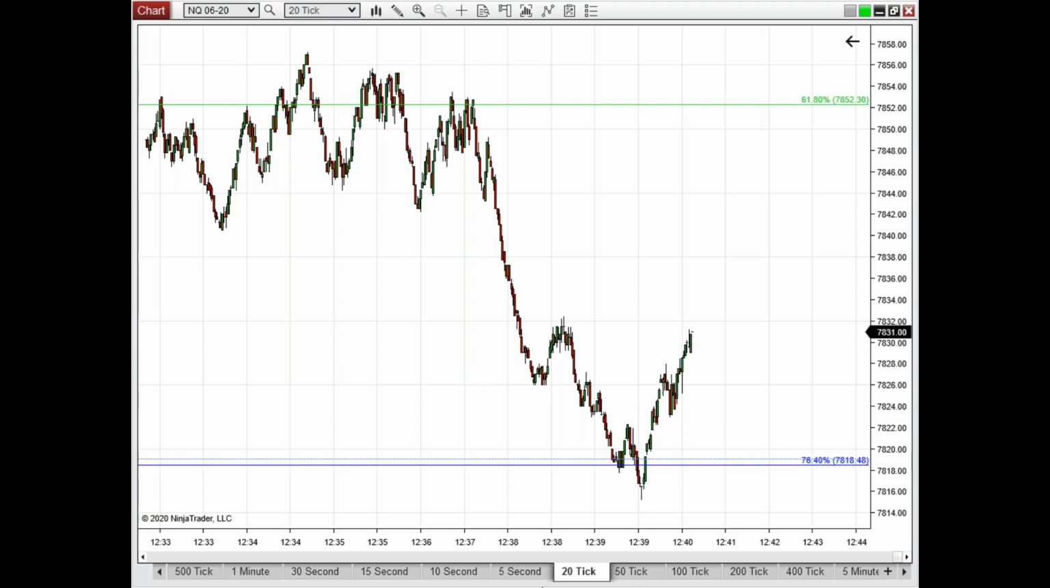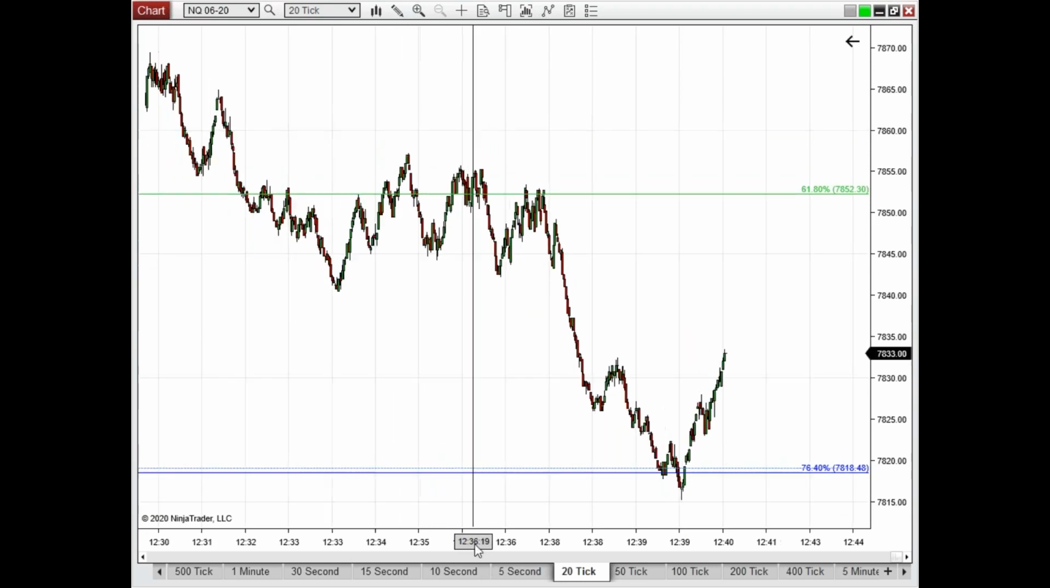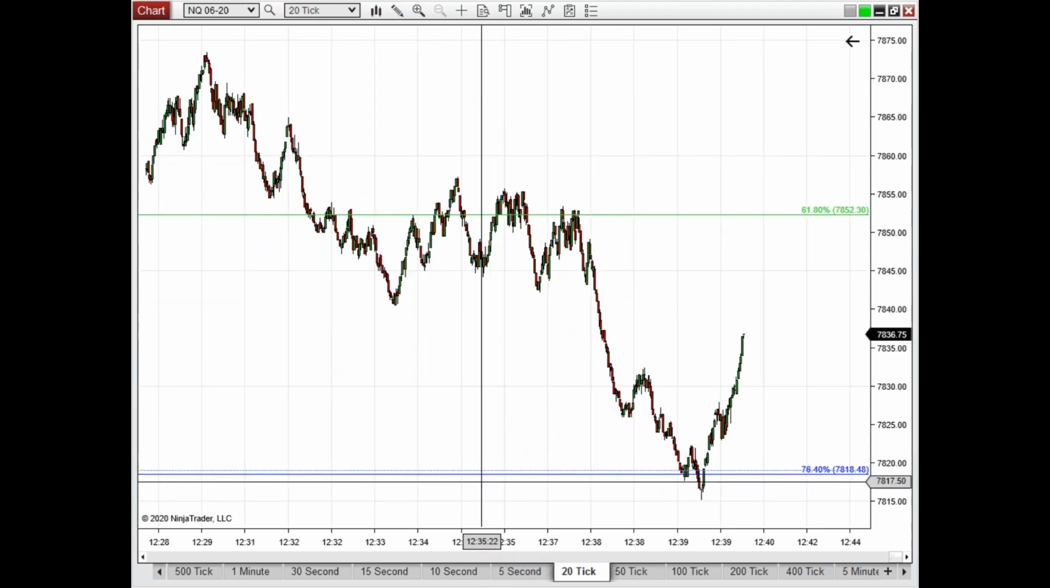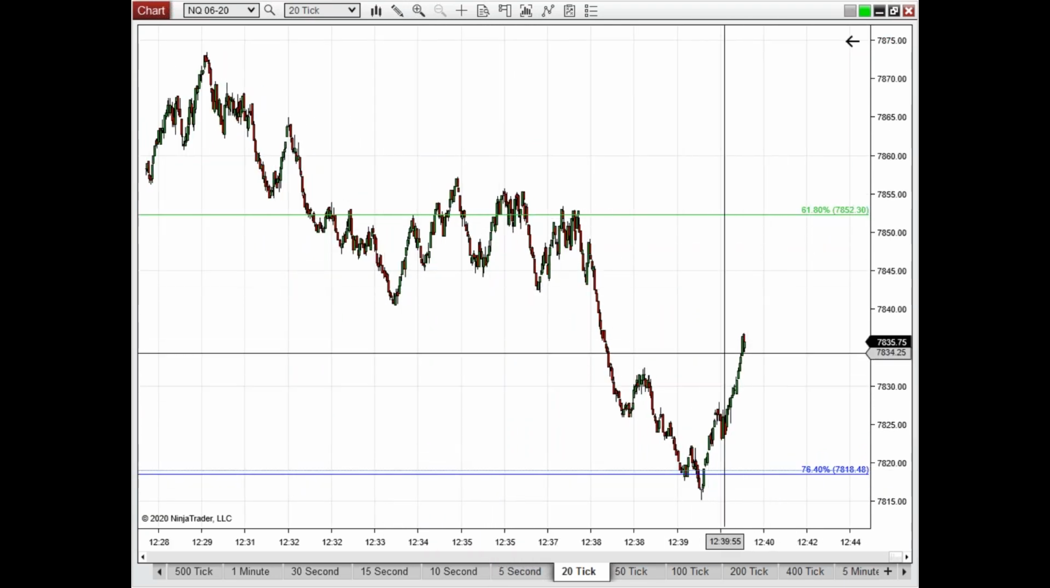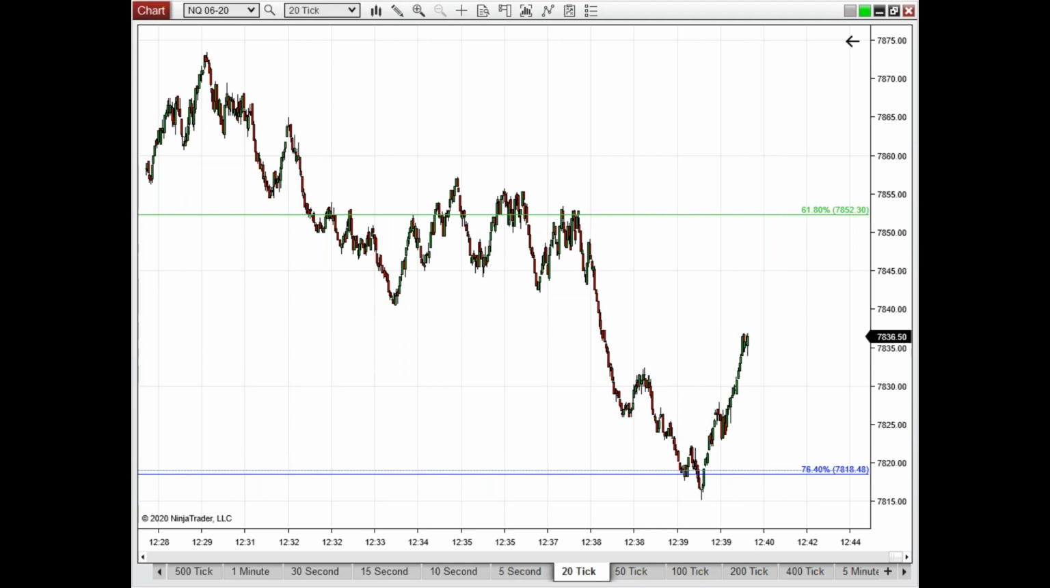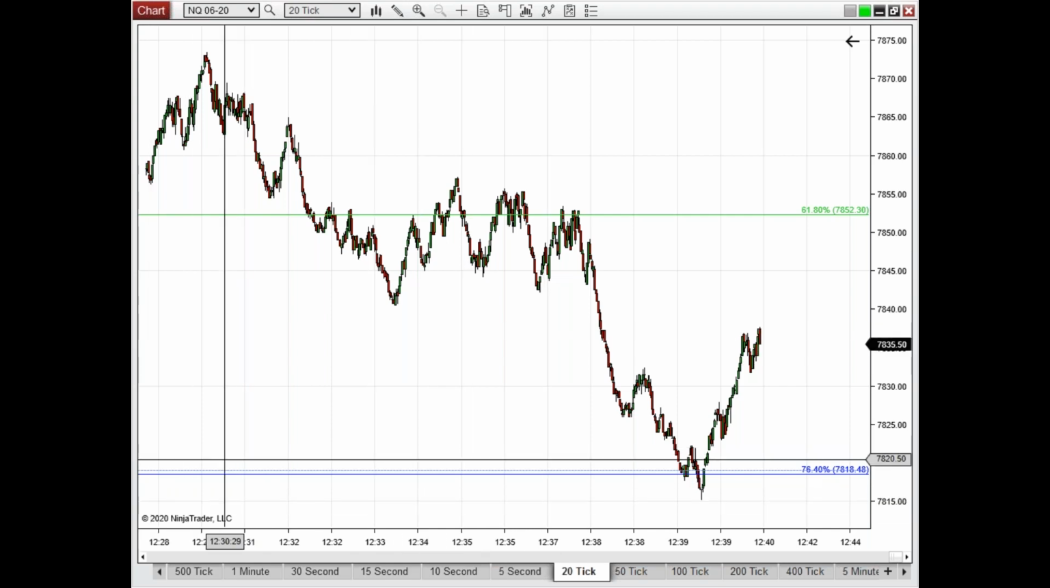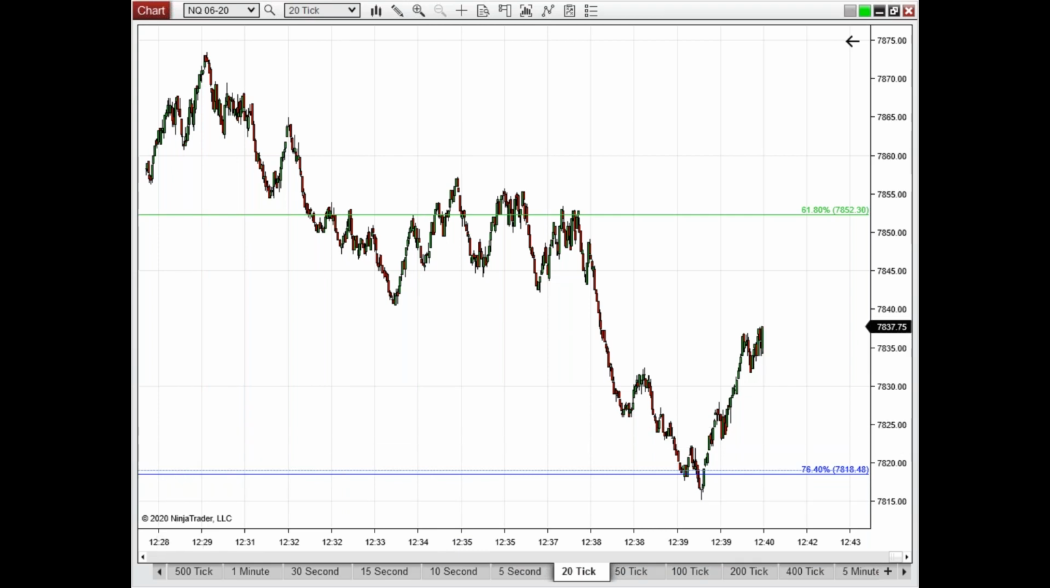And notice a little bit better reaction this time around. So here's the reaction over here. Here's the reaction over here. Don't you love it when the market does exactly what you tell it to do? Every single move since we started class, it has listened to us.